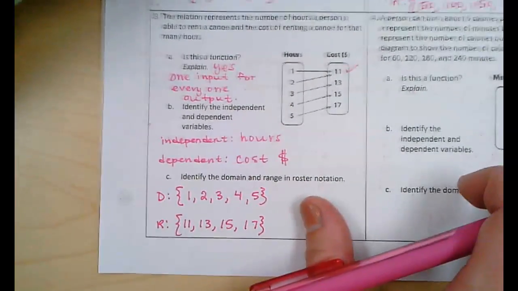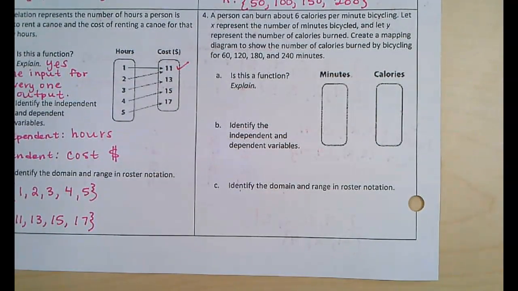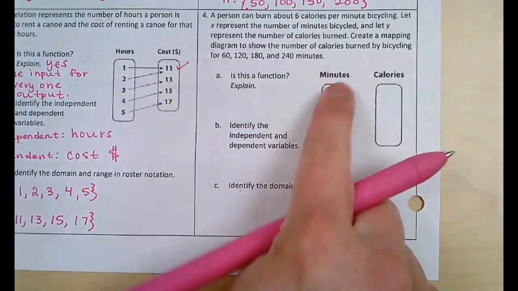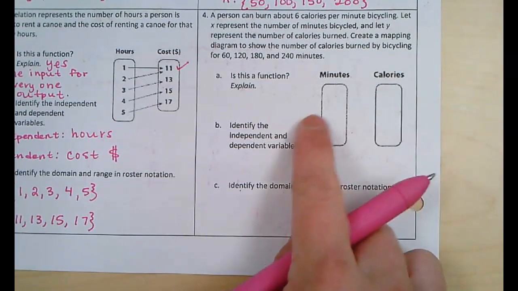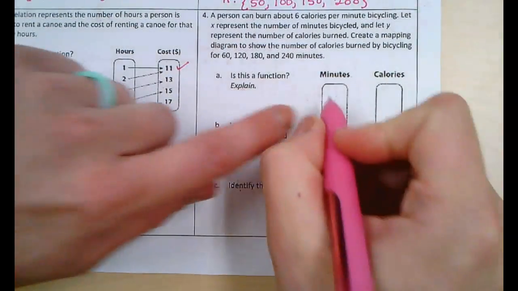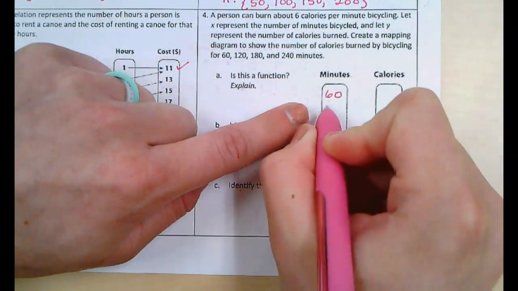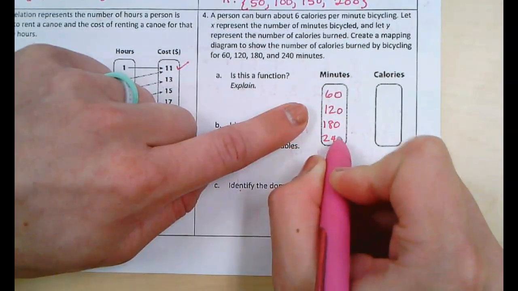All right, our last one is given a situation, and we have to set up the mapping first. A person can burn about 6 calories per minute by bicycling. Let X represent the number of minutes, that's our inputs, and let Y represent the number of calories burned. Create a mapping diagram to show the number of calories burned by bicycling for 60, 120, 180, and 240 minutes. So those are the minutes I'm going to map out for. 60, 120, 180, and 240.